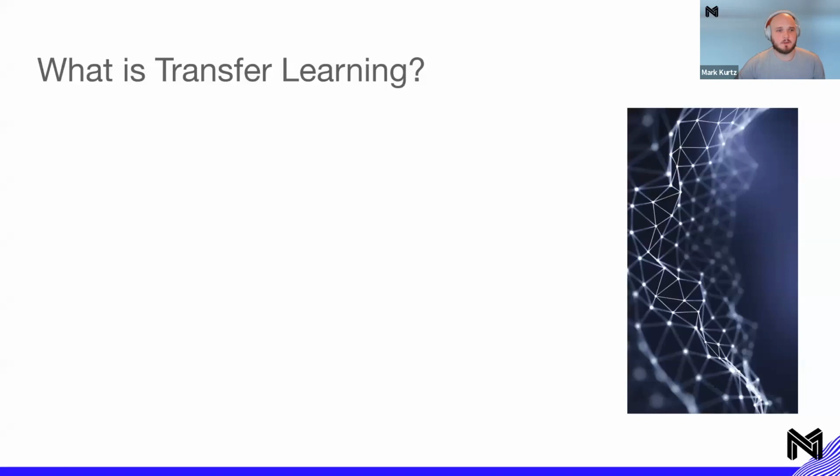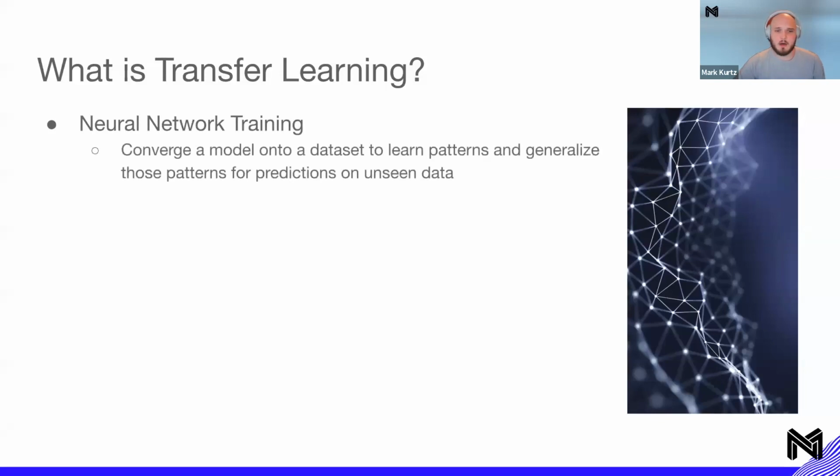And diving into transfer learning. Let's look at what neural network training is. We're going to converge a model onto a data set so we can learn patterns and generalize those patterns for predictions on unseen data, right? Ultimately, our problem with ML and AI.